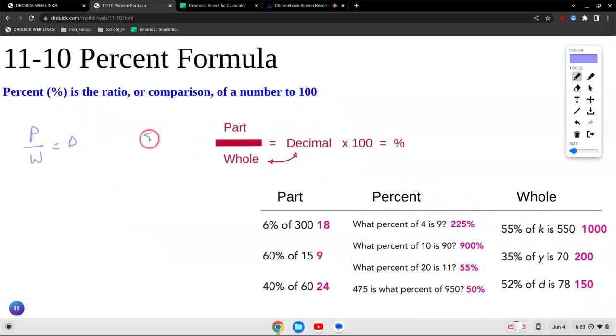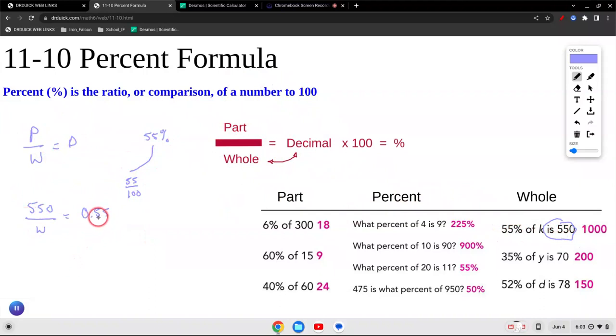So if I take 55%, I have to make this a decimal to use in my formula. So I just divide it by 100. All right. So I know that my part in this case is 550. I don't know my whole, but I do know my decimal is 0.55, just 55 divided by 100.